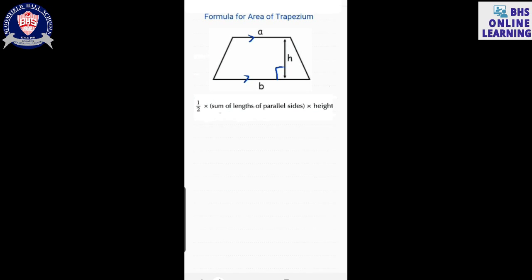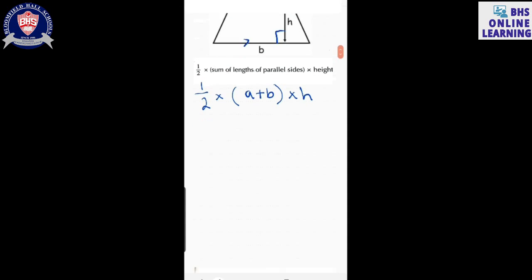by height. So what is the meaning of the sum of the lengths of the parallel sides? It means the first parallel side is A and the second parallel side is B, and we will write their sum. So we can write A plus B here, and the height can be written as H. So the formula becomes 1 by 2 multiplied by A plus B multiplied by H. A is the first parallel line and B is the second parallel line, so the sum of the parallel lines is A plus B. So this is the formula of the trapezium.